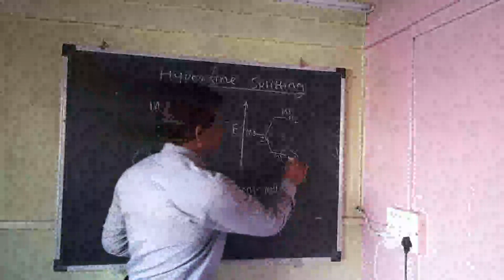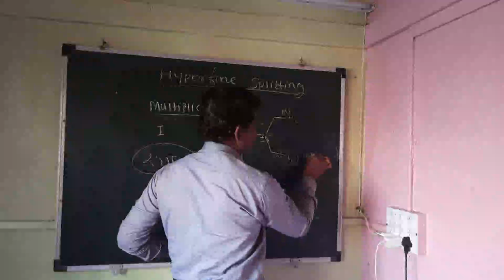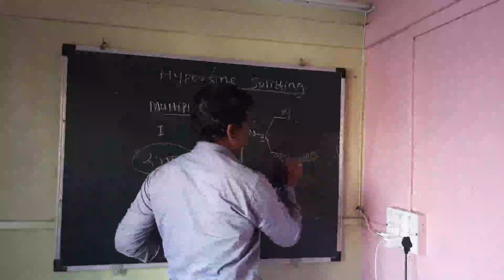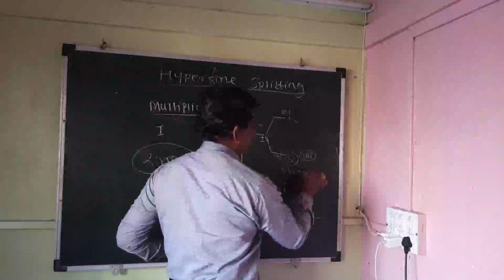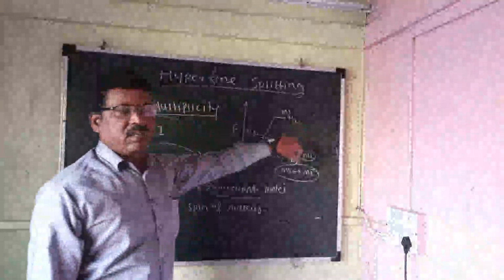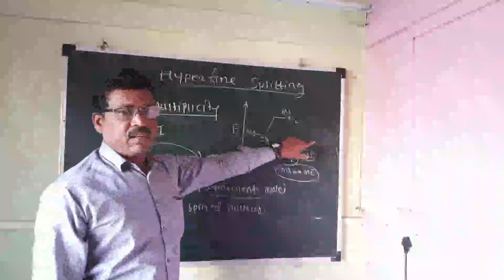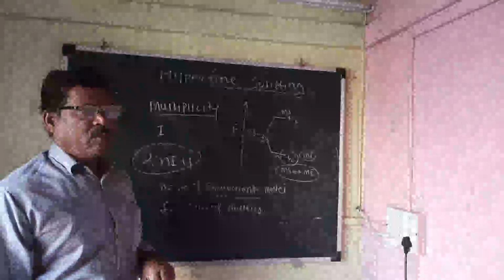Okay, each line again interacts with MI. MS interacts with MI. These energy levels give the number of lines, by using this 2nI plus 1 formula.